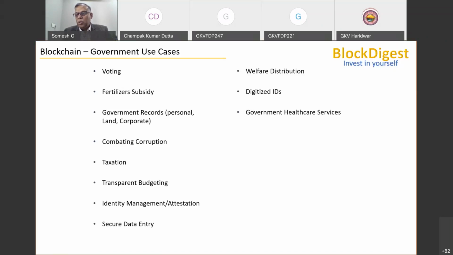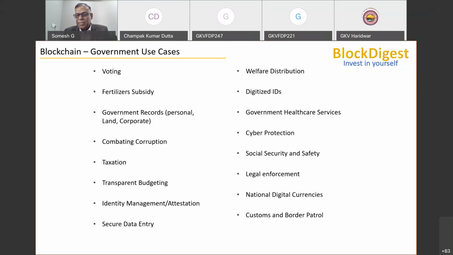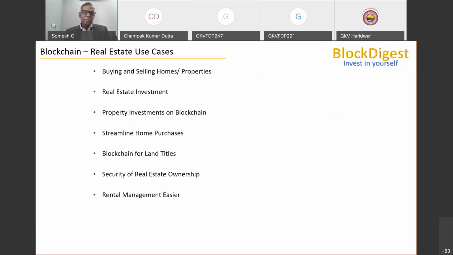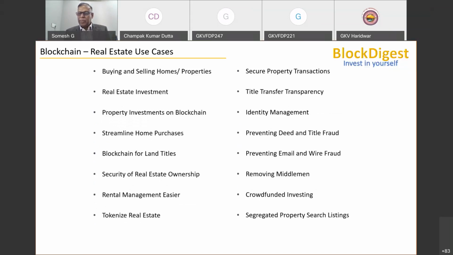Digitized IDs: UNO and UNESCO have been working in this space along with the World Economic Forum. Government healthcare services are being digitized and put on blockchain. The governments of Telangana, Karnataka, Andhra, and Rajasthan have done some pioneering work in it. Cyber protection is a big area. Social security and safety is another big area. Enforcement of legal contracts, national digital currencies I talked about, and so on and so forth. Similarly, healthcare has also a lot of such areas. Real estate, my PhD subject, there's quite a bit of blockchain in there. It's a big spender and hence a big ticket item on blockchain.